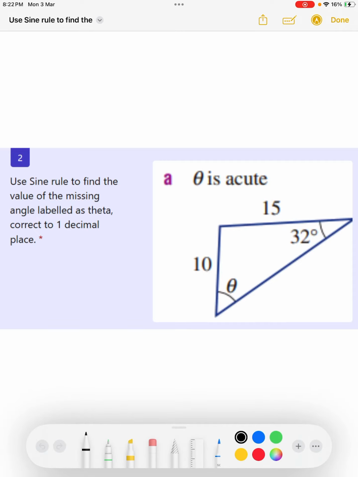I'm looking at trigonometry, and this question requires us to use the sine rule to find the missing angle, which is theta, in this position here. It says correct to one decimal place, so on a test I like to highlight that and put a little box so I can tick it when I finish at the end. So let's do this.